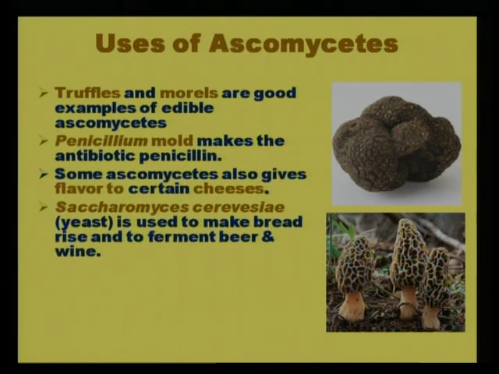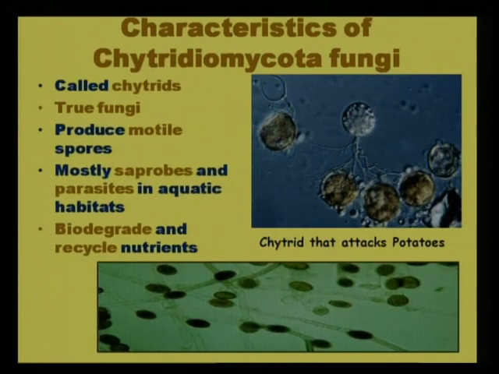Now, if you see the uses, truffles and morels are examples of edible Ascomycetes, that is, they can be used as a food material. Then Penicillium mold makes an antibiotic called penicillin, which is a boon to humans. Next, they also give flavor to certain types of cheese. Saccharomyces cerevisiae, which is an example of yeast, is used in the bakery industry for leavening of the bread, as well as for the fermentation of bread and wine.